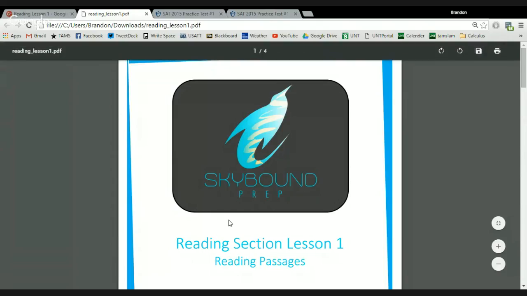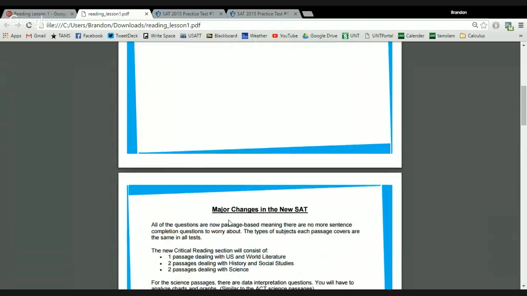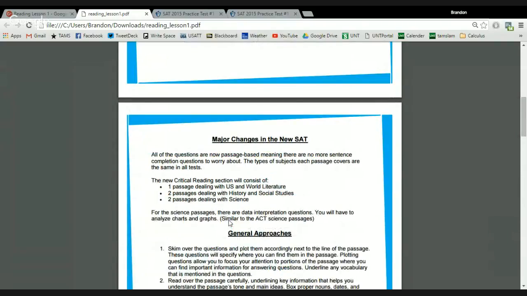1, and we will be talking about the reading passages. So first of all, we can discuss a few major changes that occurred on the new SAT. All of the questions are now passage-based, meaning that there are no more sentence completion questions to worry about.